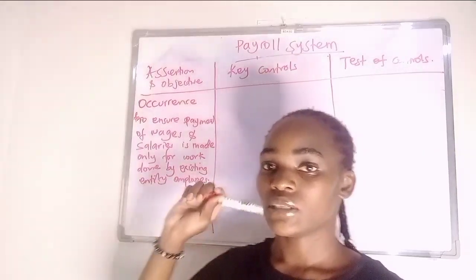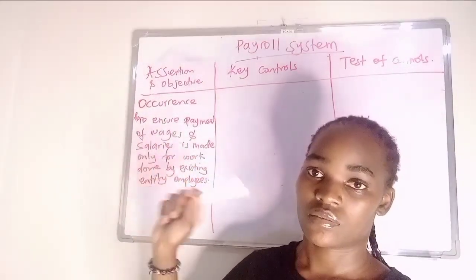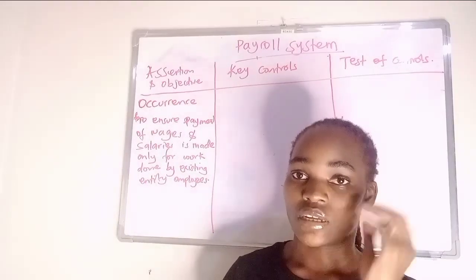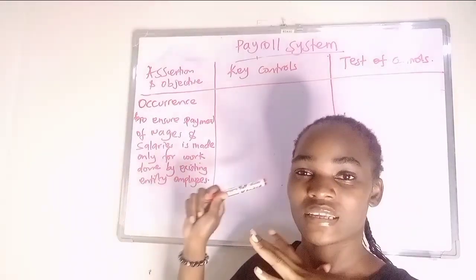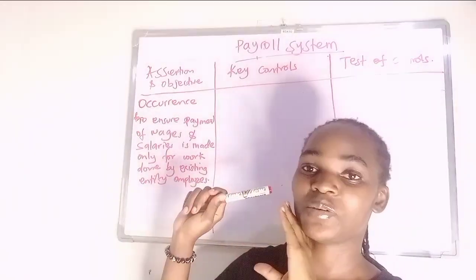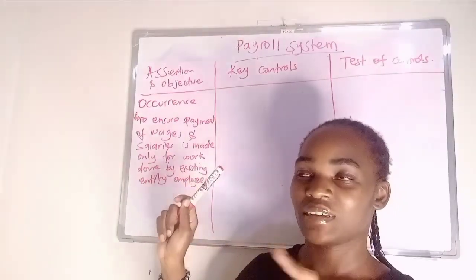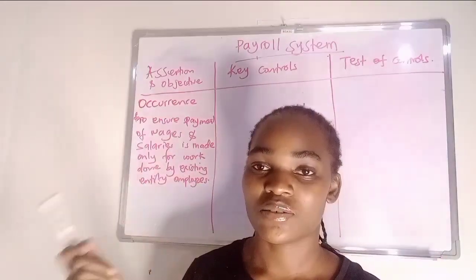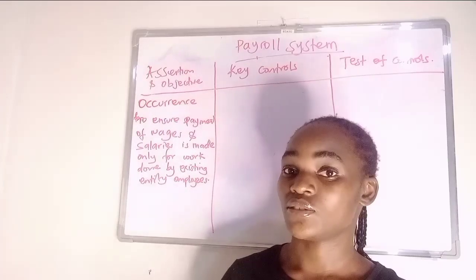So how can management achieve this objective? That's what we are going to look at. Then the common control for occurrence. Before you think of any other control, the first one is segregation of duties.